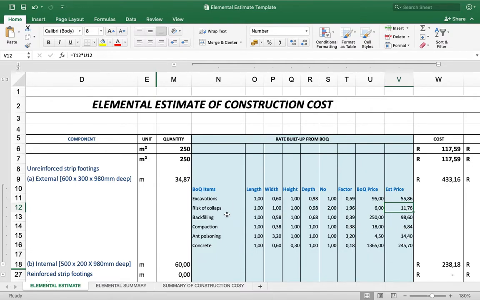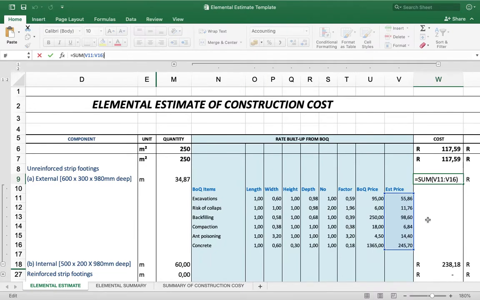And that you do with all of these bill of quantities items. So that is your bill of quantities price, and finally your concrete, the same. And all you have to do to get the total rate is to add up all your prices for all of the items, and that would give you a component rate of 433 Rand 16 per meter for that component.